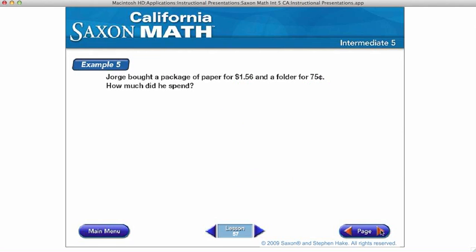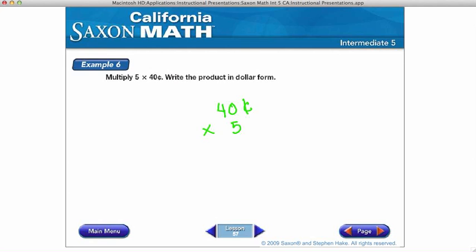Okay, last example, example 6. Multiply 5 times 40 cents and then write the product in dollar form. So first let's multiply. 40 cents times 5. 5 times 0 is 0. 5 times 4 is 20. So I have 200 cents. Okay, but I want to convert that into a dollar form because that's what it asks me to do. So I know that 100 cents equals $1. So 200 cents then needs to equal $2.